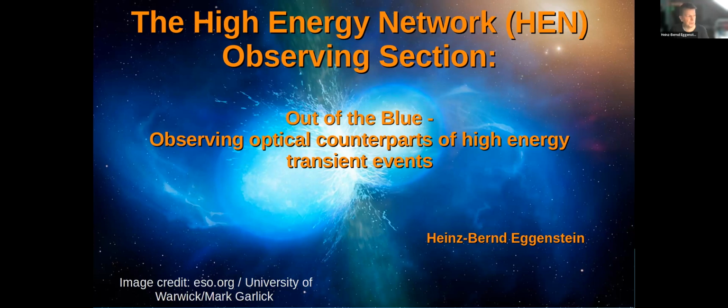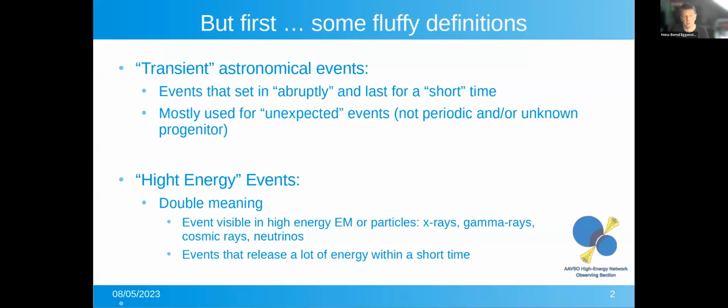Yeah, so my part is about the high energy network observing section, and well, first some fluffy definitions. So we are mostly concerned with transient astronomical events. So that are events that set in abruptly and last mostly only for a short time, and that are kind of unexpected, not periodic in nature, and sometimes from progenitors that were not even known before.